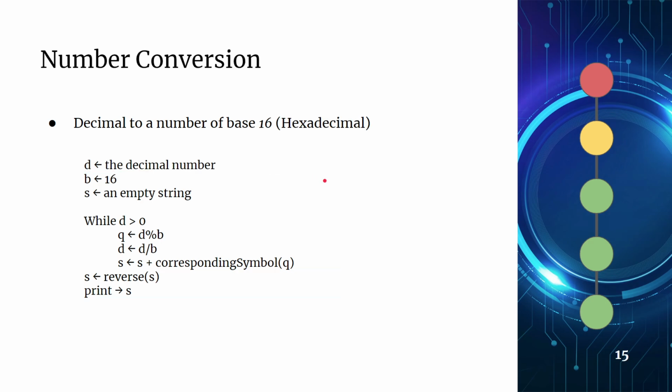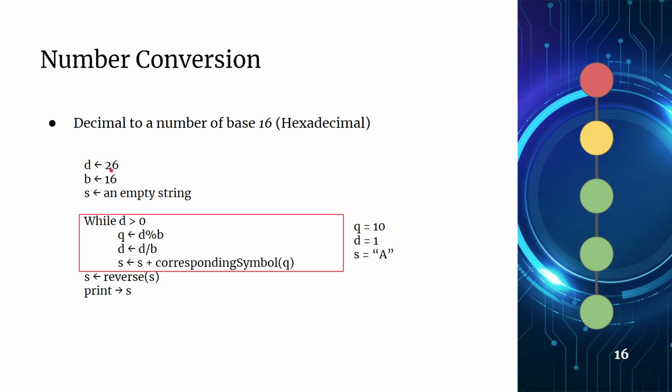Now let us look at a different example. Now we want to convert our decimal number to base 16, a hexadecimal number. So now the base is 16 and the decimal number we are working with is 26. Once again there's an empty string, and here we go again.